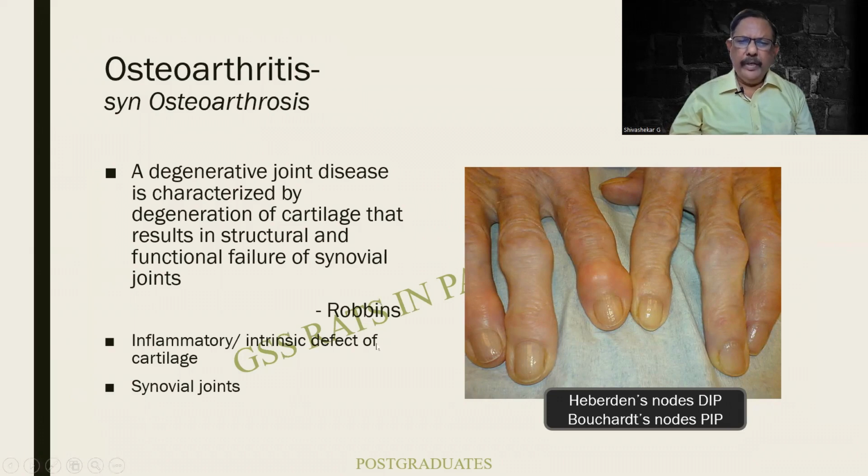There can be an inflammatory or an intrinsic defect in the cartilage. And this picture shows the Heberden's nodes, at the DIP, distal interphalangeal joints, and Bouchard's nodes, at the proximal interphalangeal joints. We will have to compare this with the clinical pictures of rheumatoid arthritis, which I shall be showing you deliberately.